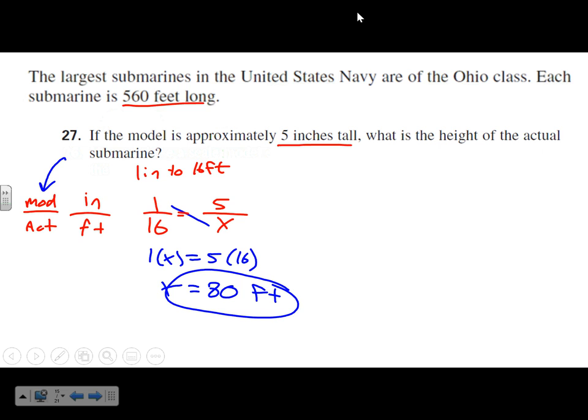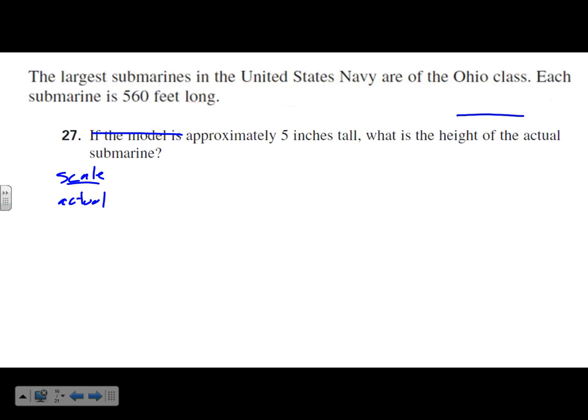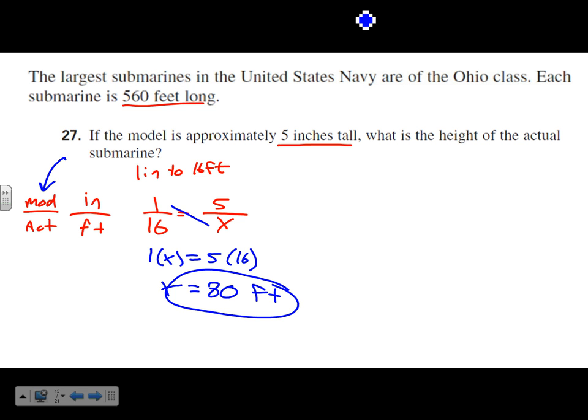So an architect wishes to represent the length of a room with a 5-inch segment. So again, we're doing a scale drawing. So if the room is actually 18 feet long, write the ratio of the scale length to the actual length. So now again, we have the ratio of scale length to actual length. So the scale length has to be on top because we're writing a ratio. Before, we weren't writing the ratio. We were just solving for x. We were trying to find the height. We were trying to find the length.